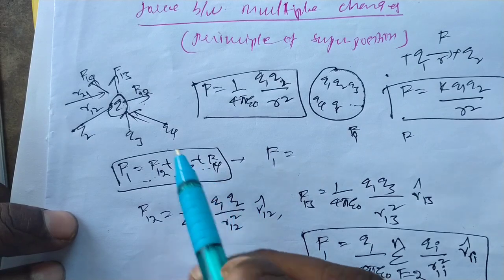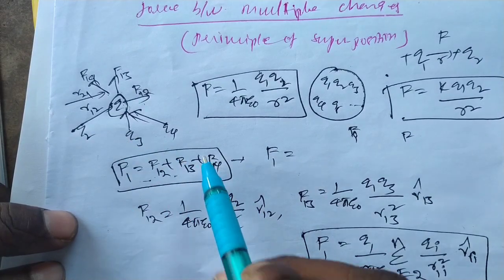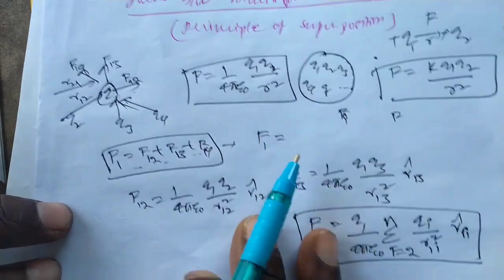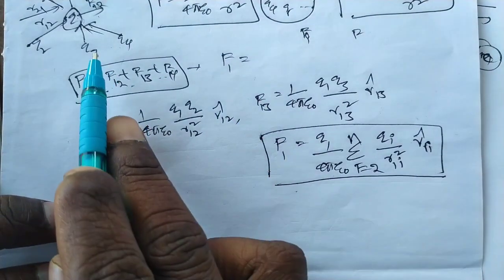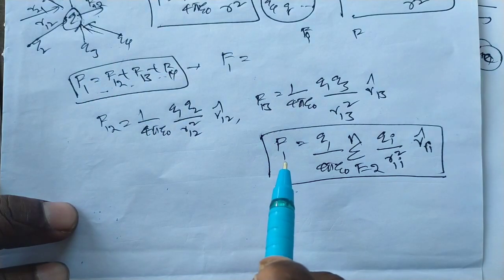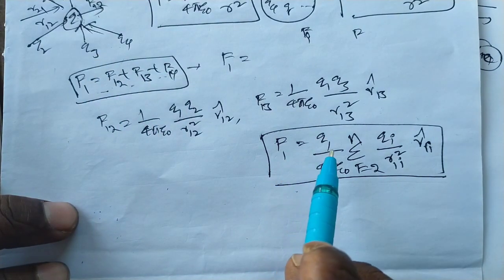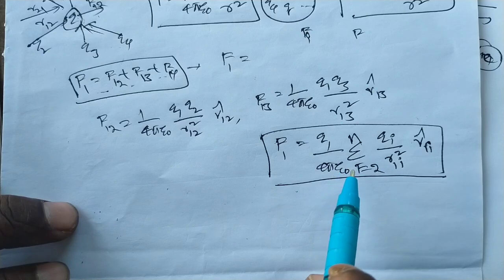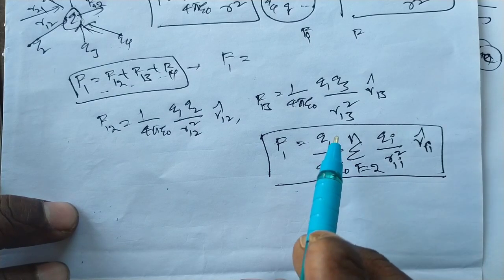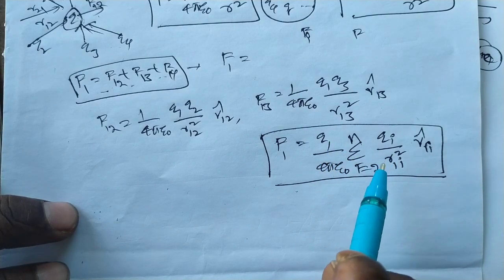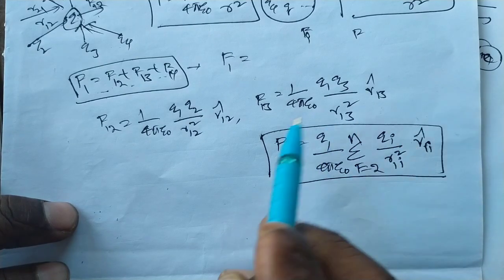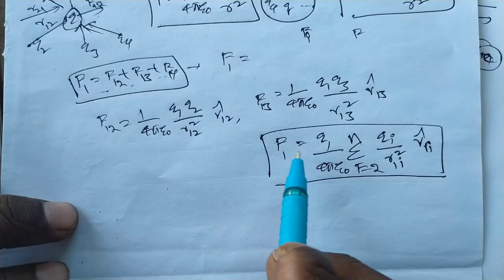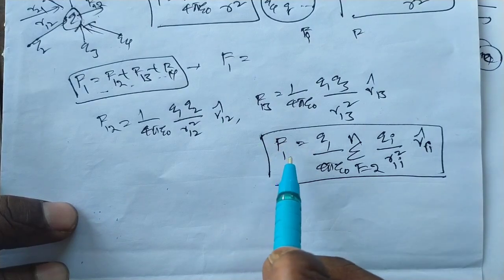So here the system has only 4 charges. Suppose the system has n charges, the net force on Q1 is equal to Q1 / 4 pi epsilon naught, sum over i = 2 to n, of Q1 Qi / R1i² times R1i cap. This is the vector form for multiple charges having forces.